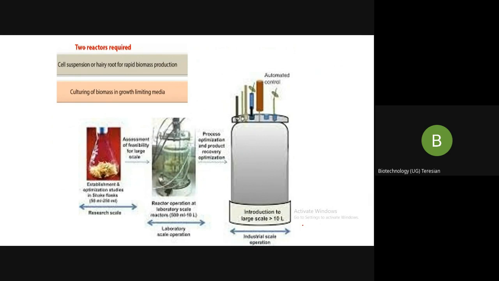So the next technology we are going to speak about is the hairy root culture. Okay, see, this is the hairy root culture. It is a tissue culture method. Hairy root.